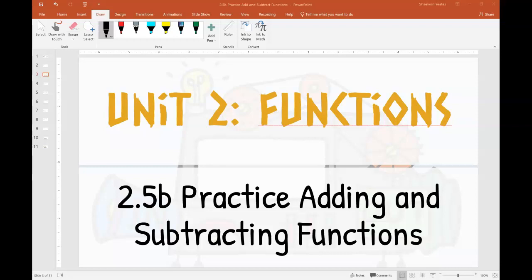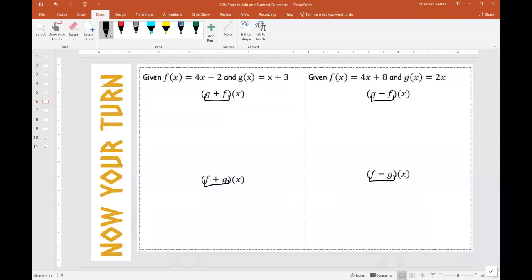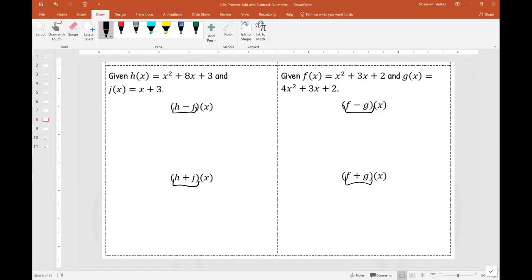Alright, so today we are practicing adding and subtracting functions. Here you're going to practice some, notice which one comes first, and perhaps pay attention to when it matters and when it doesn't matter which one comes first. Right here we're going to practice a couple that have a couple more squared pieces.